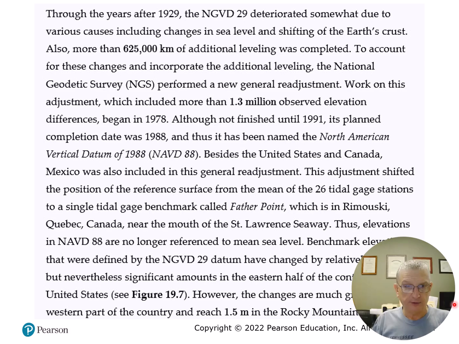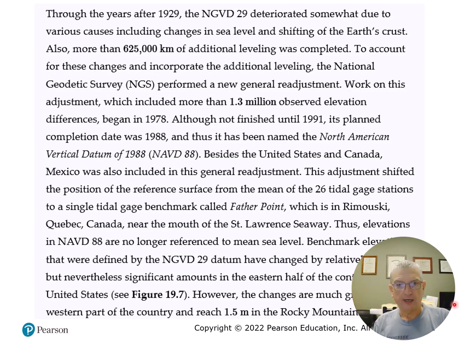So what they decided to do was run a lot more new surveys and get a lot tighter work. Instead of trying to conform all of the elevations to where all these 26 stations were zero, when they really weren't, which is where they interjected error into the 29 adjustment, they decided, for whatever reason, to just take one. It was probably in the middle, would be my guess, but they took Father Point in Quebec, Canada, and they said, okay, that is the zero elevation.